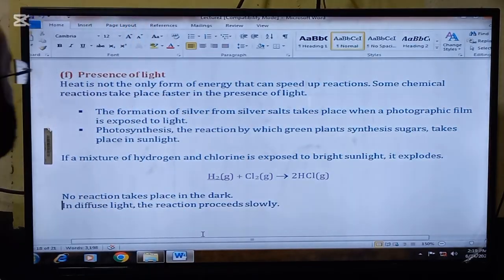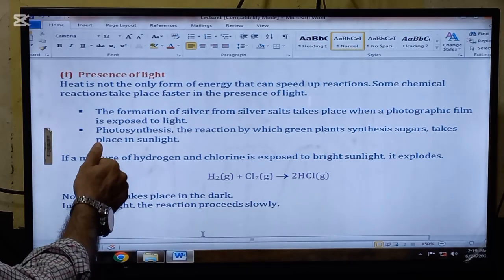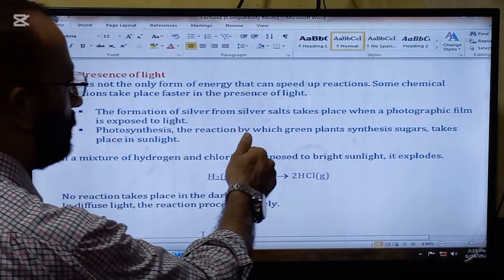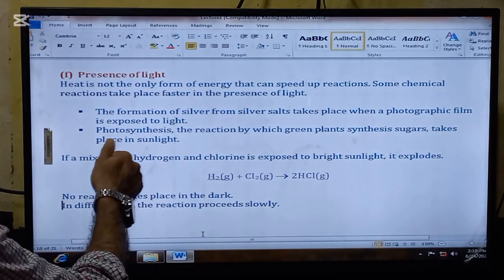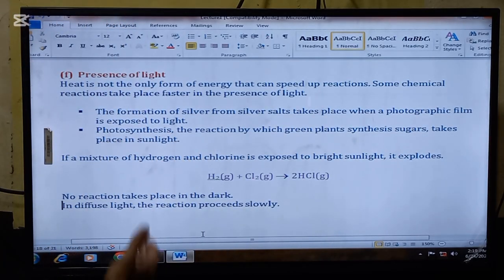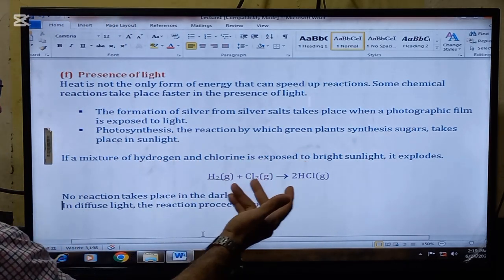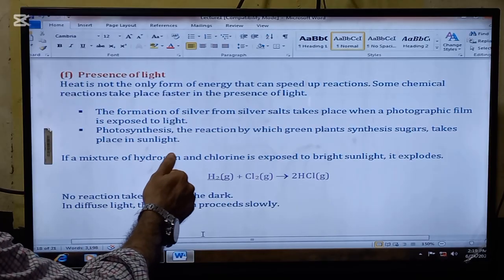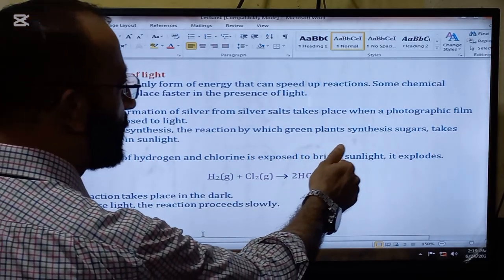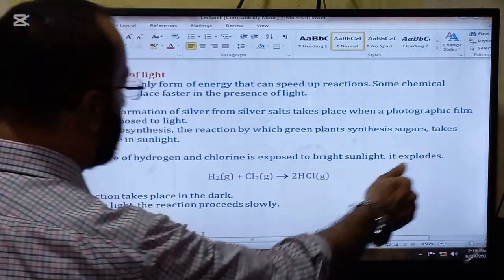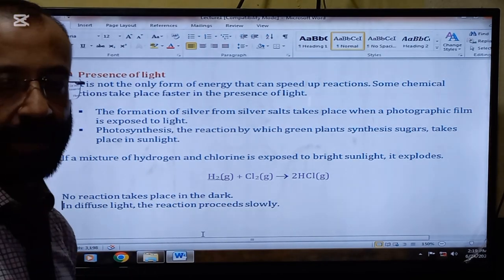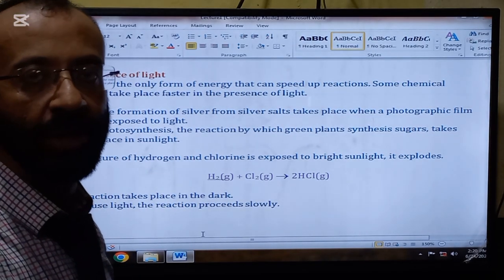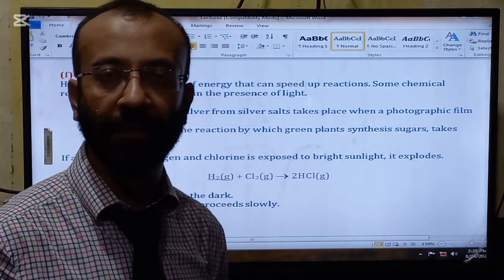So look further now. Examples are here. The formation of silver from silver salts takes place when a photographic film is exposed to light. And second is the world famous example, that is photosynthesis, the reaction by which green plants synthesize sugars, which takes place in sunlight. So these are two very common examples. These reactions take place only in the presence of sunlight.